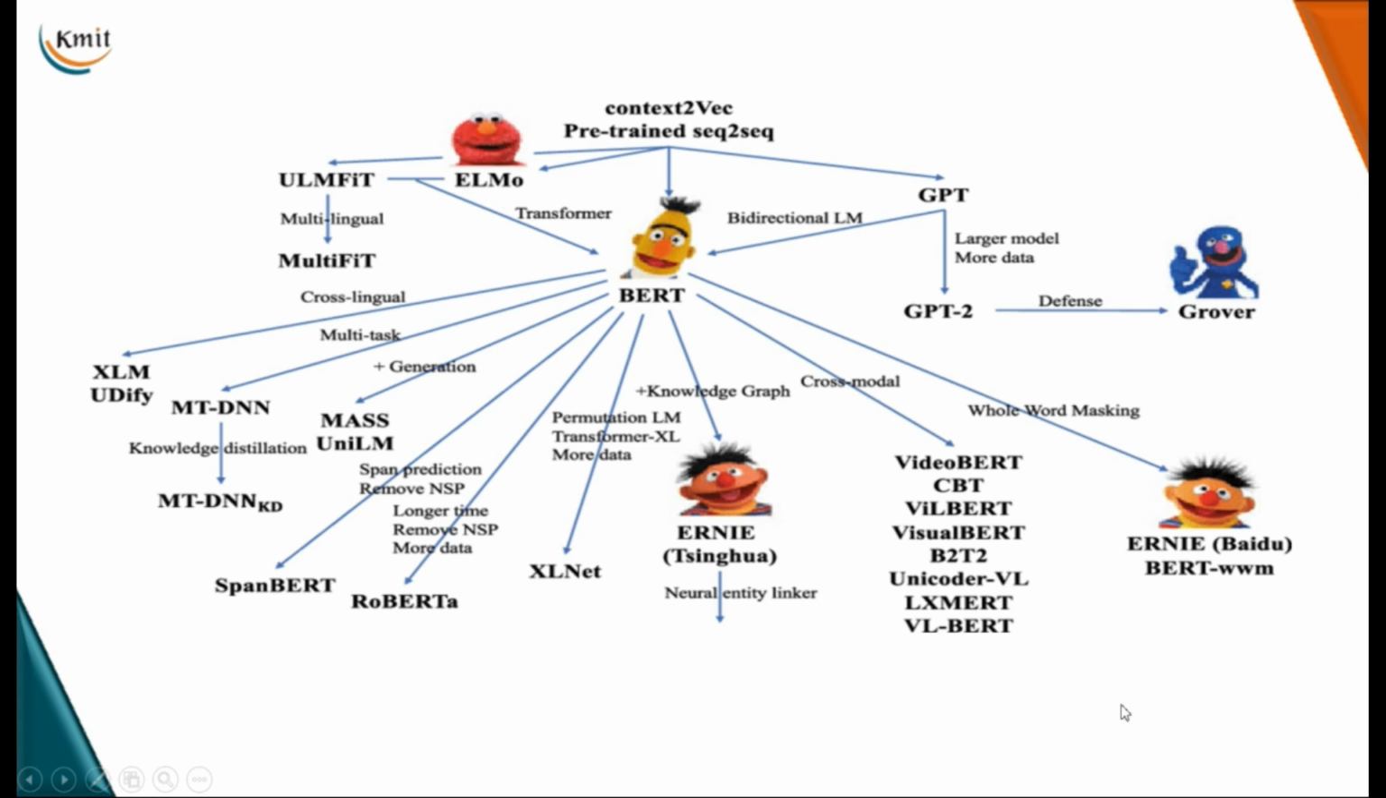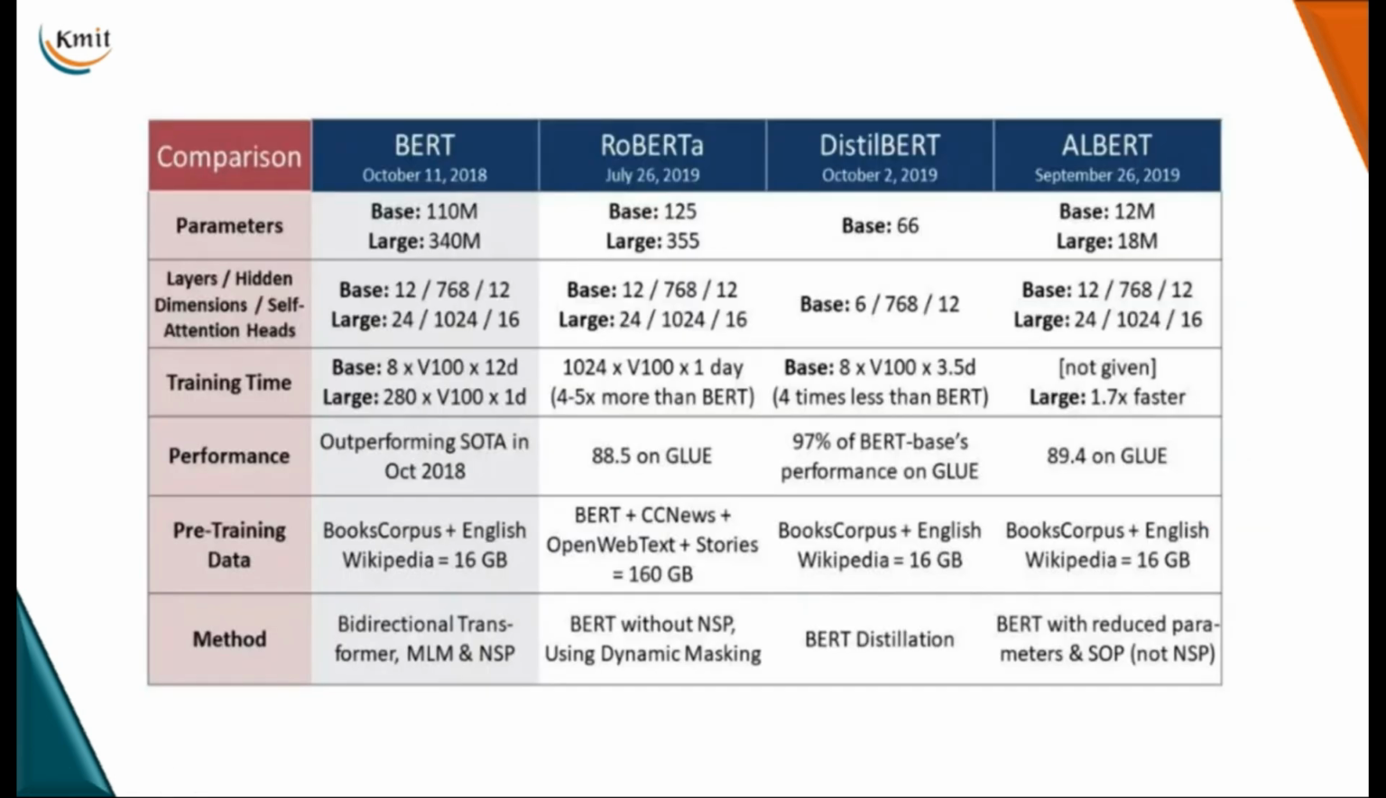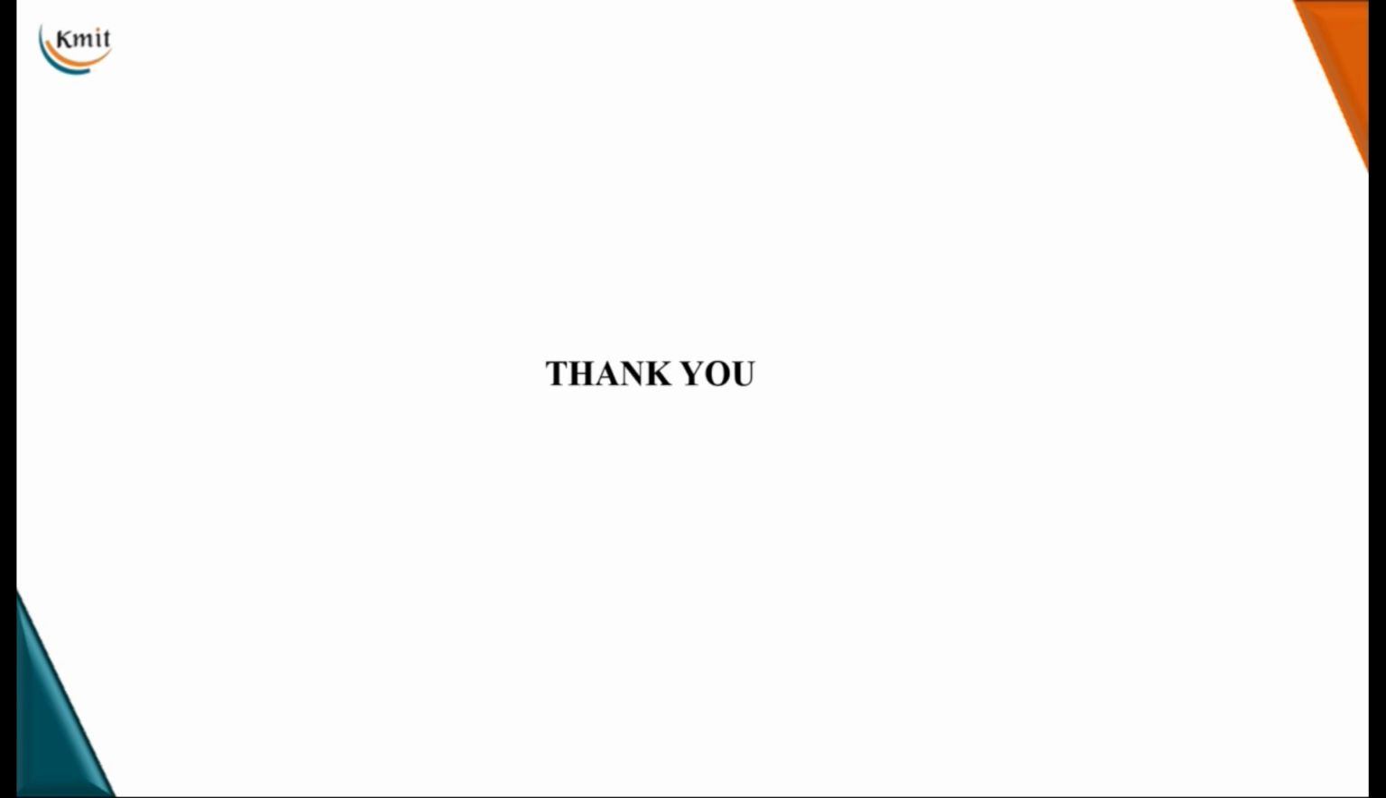This is all about Bidirectional Encoder Representations from Transformers, which is called BERT. We have different parameters and different performance variations for each version of BERT, so depending on the application, we choose one version of BERT for our tasks. This is all about BERT.